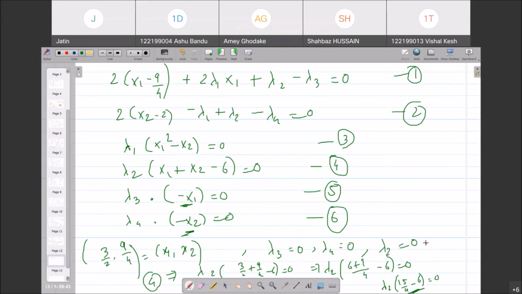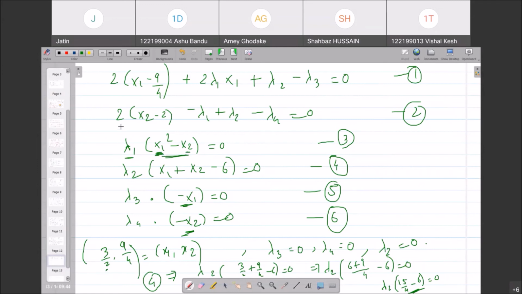So equations 4, 5, 6 tell me that the point 3 by 2, 9 by 4 will force lambda 2, lambda 3, lambda 4 to be 0. If I put this point x1, x2 in equation 3, will it give me anything? The answer is no, because x1 here, 3 by 2 squared, is 9 by 4, and minus 9 by 4 gives 0. So you can't tell whether lambda 1 is positive or not. See, what I want is all lambda i's should be greater than or equal to 0. So equation 3 is not helping me.